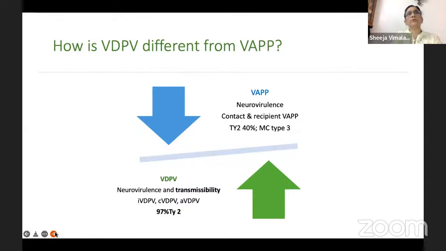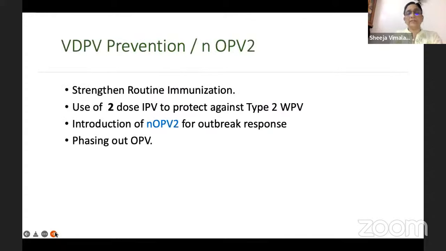We don't talk about VAPP. Why we don't talk about VAPP? Because VAPP is a vaccine virus which has mutated just enough to cause neurovirulence. So it can cause a disease either in the recipient or in the contact. It does not spread in the community like VDPV. So VDPV is a real threat, just like a wild polio virus. And once it is formed, it remains in circulation for years. That is what we now understood.